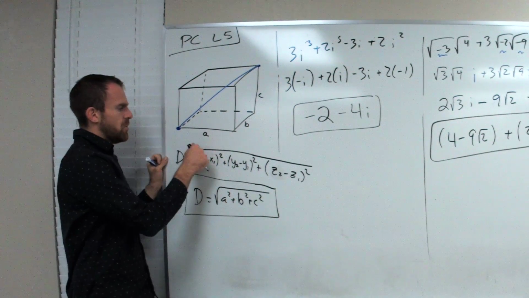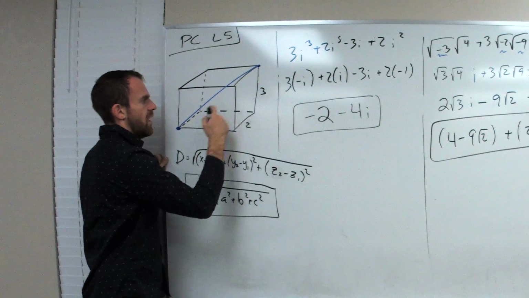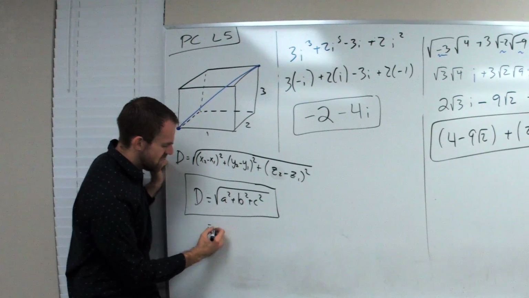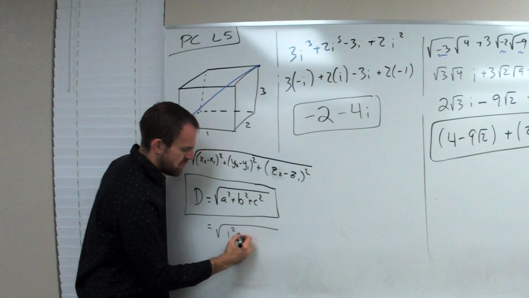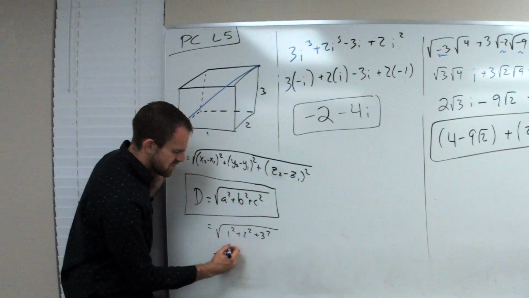So if we put numbers to this, I can find the distance across this right rectangular solid, because it's 1 squared plus 2 squared plus 3 squared, that looks like 10, 14. It's the square root of 14.